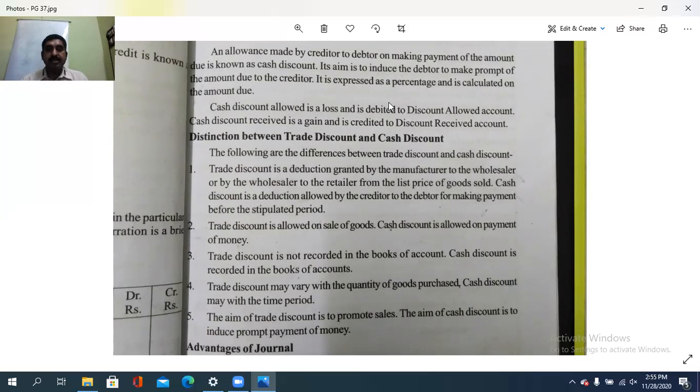Second point is, trade discount is allowed on sale of goods, while cash discount is allowed on payment of money. Cash discount is for getting the money back, while trade discount is on sale of goods, for selling the goods.